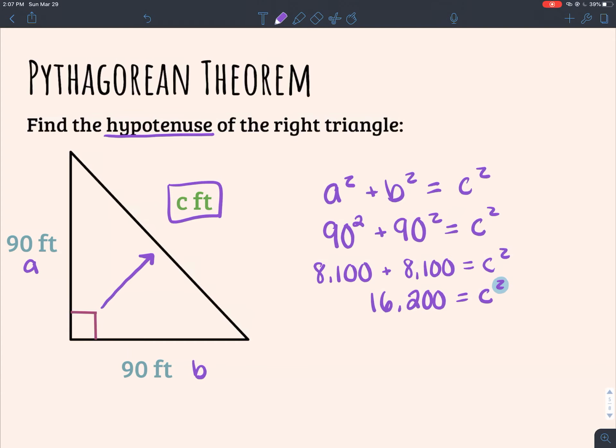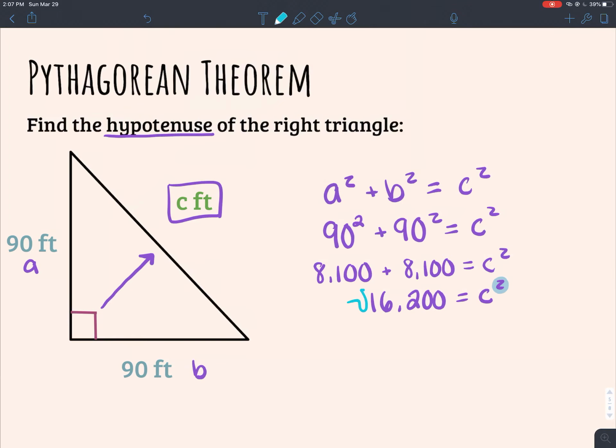When we're squaring a number, the opposite would be taking the square root. So think of it this way. If you're solving an equation and we're adding, the inverse would be subtracting. This is the same thing. If we're squaring a number, the inverse would be taking the square root.